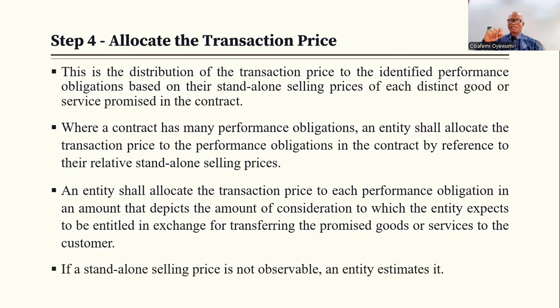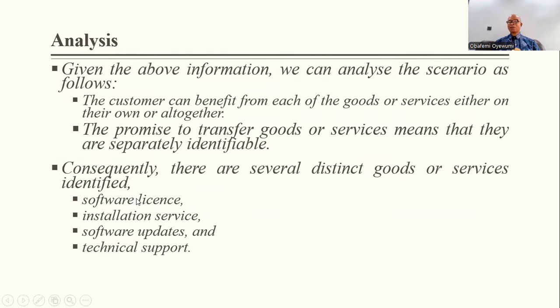Okay, so it's possible now. We're talking about the different performance obligations. Look at the example we referred to initially. We said for one contract, there will be four performance obligations: software license, installation service, software updates, and technical support. Now, these are standalone obligations, or standalone products or services, as the case may be. So it's possible for this one to come at a different price.